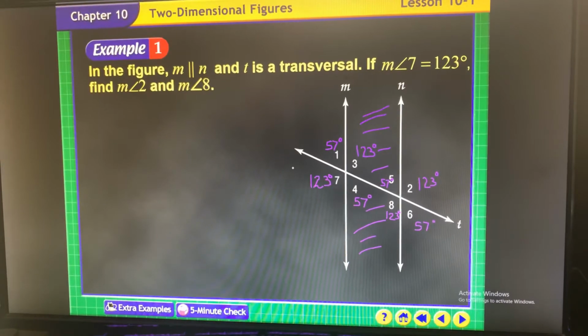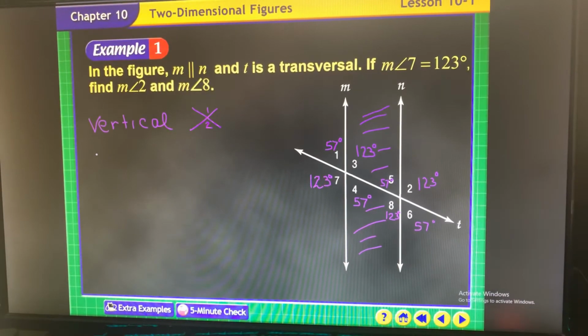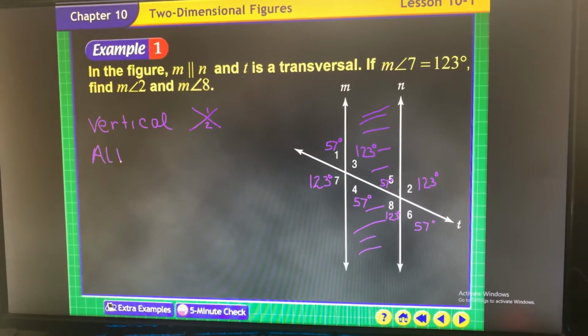So there are lots of different angles that you need to be familiar with and know the names of them. So vertical angles was one of them. Vertical angles are kind of like they make an X like this, and they're directly across. So like 1 and 2 are vertical, and then these 2 would be vertical to each other. Those are called vertical angles. Then when I write alternate interior, I usually just write alt interior.